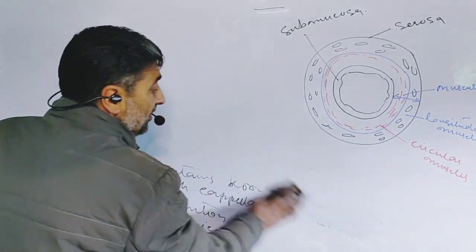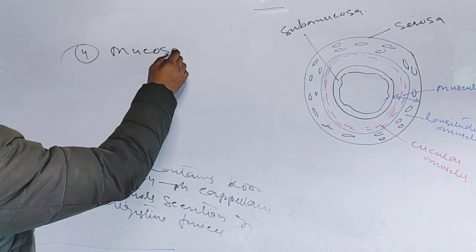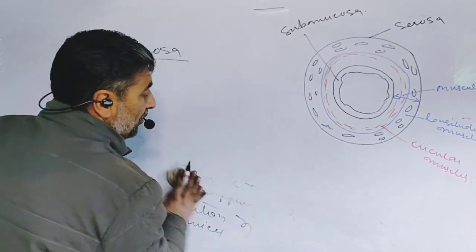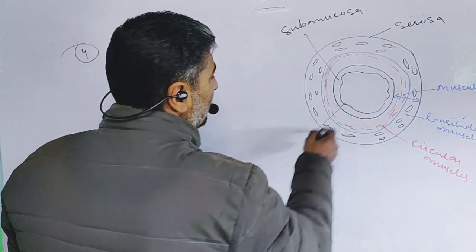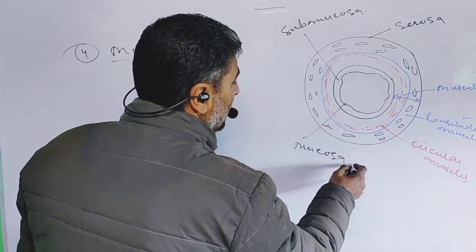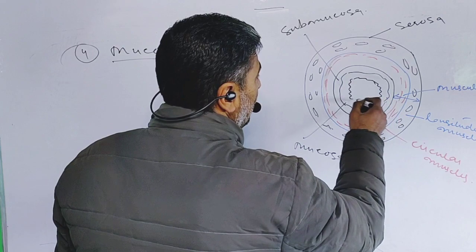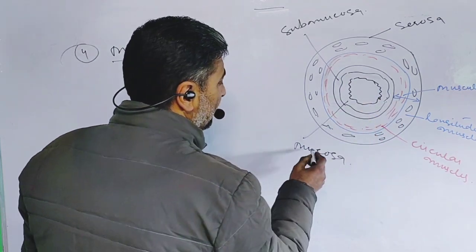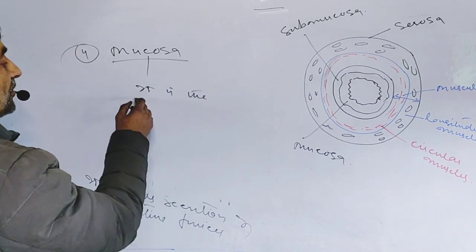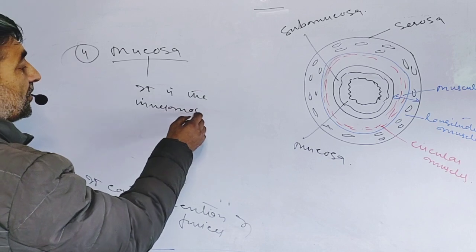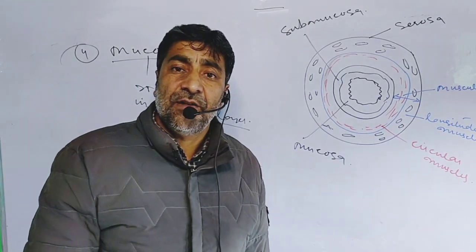This is the third layer. And the next and last layer is called mucosa. Mucosa is the innermost layer. The innermost layer of the alimentary canal is called mucosa.